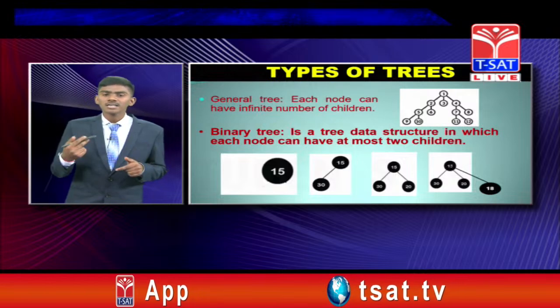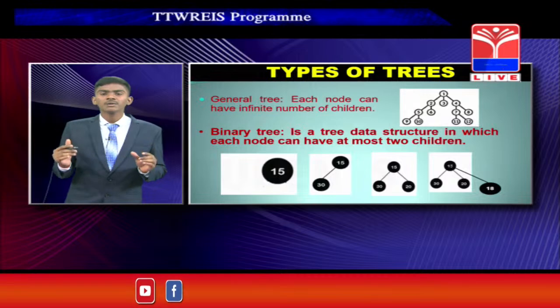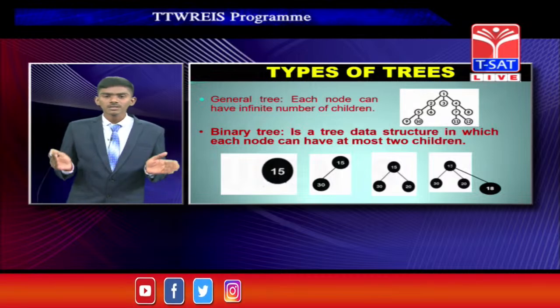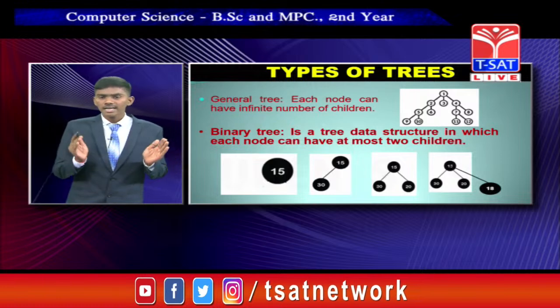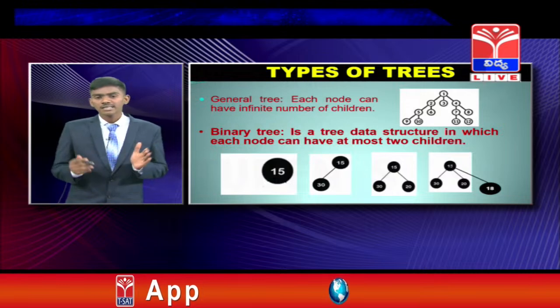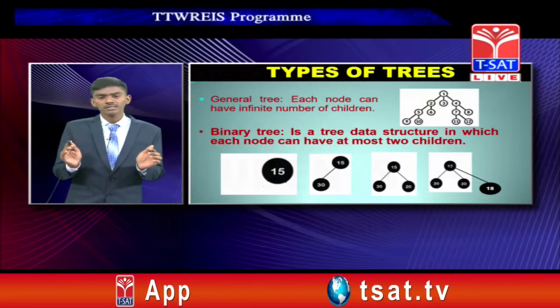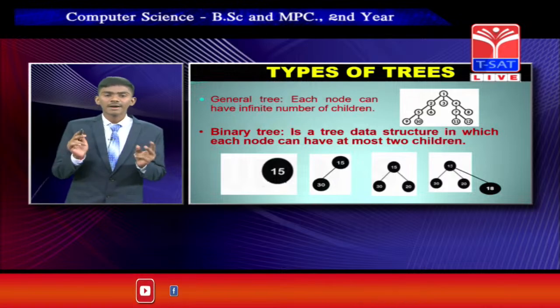A binary tree is also a tree in which each and every node can contain at most 2 children only. See examples here. 15 is a binary tree. Why? Because this tree's root node 15 does not contain any children. So that's why it is a binary tree.